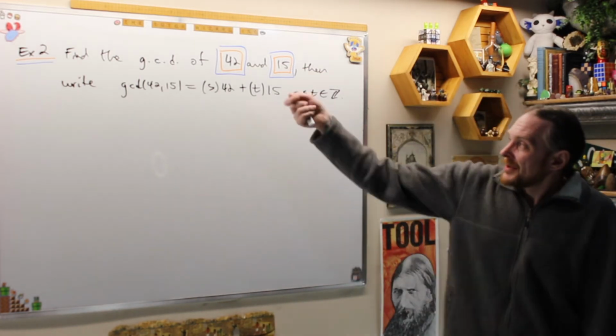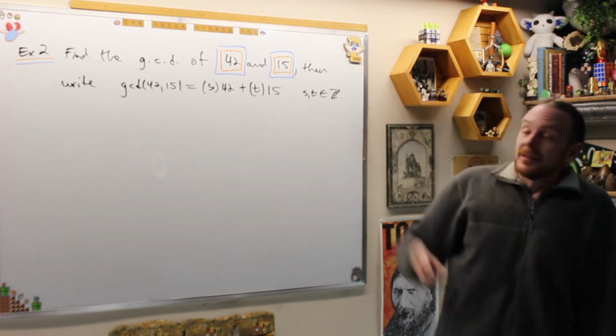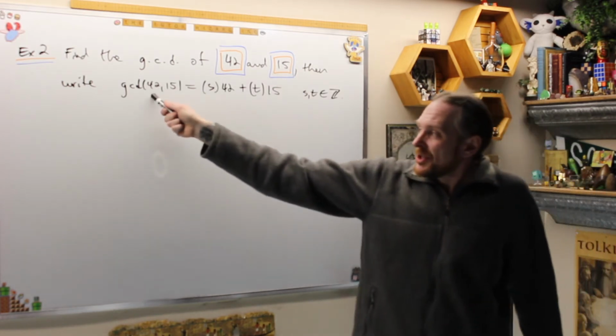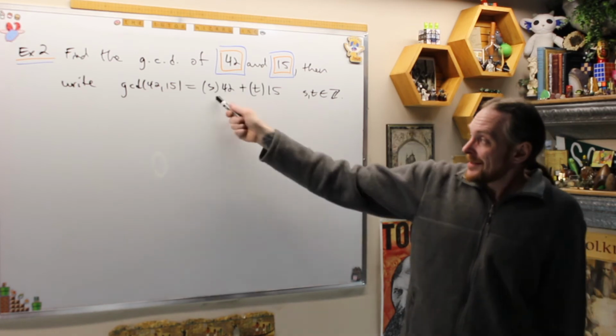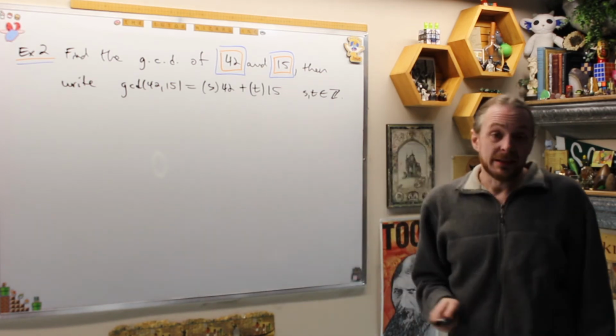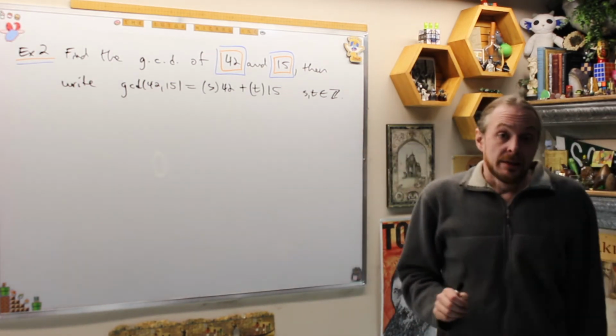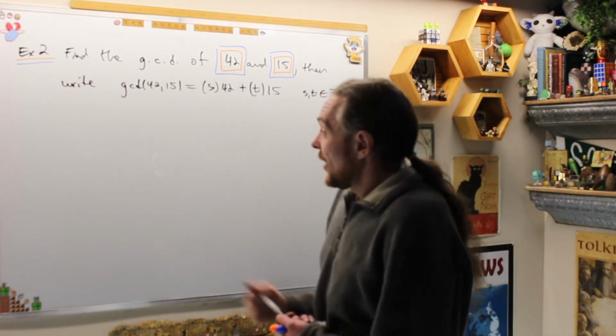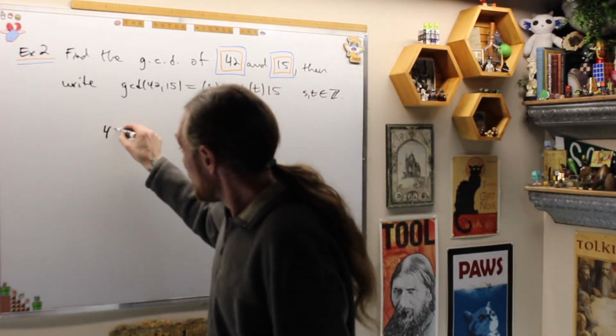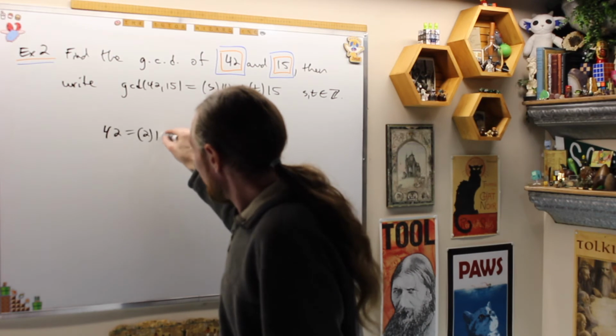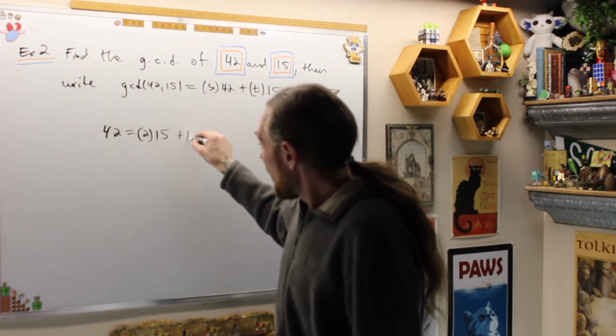Find the greatest common divisor of 42 and 15, and then write it as the g.c.d. of 42 and 15 as s times 42 plus t times 15 for some integers s and t. First of all, we use the Euclidean algorithm. So I divide: 42 is going to be 2 groups of 15, which is 30, plus 12.